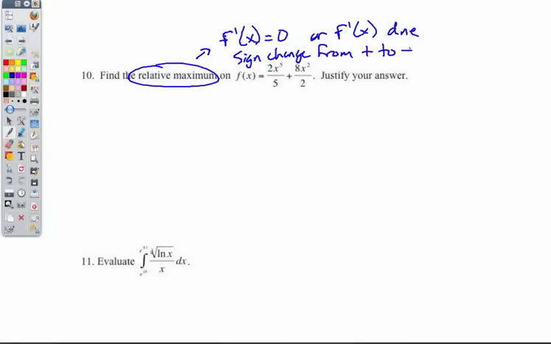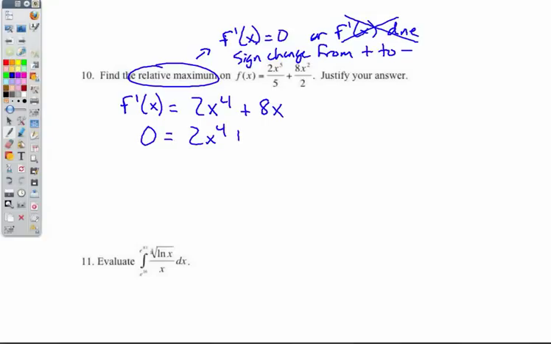So let's first find the first derivative, f prime of x, and just using our power rule, we're going to end up here with 2x to the 4th plus 8x. And again, polynomial, so we don't have to worry about it not existing, but we do have to worry about when it's equal to 0. So we'll set our derivative equal to 0 and factor out anything if possible.